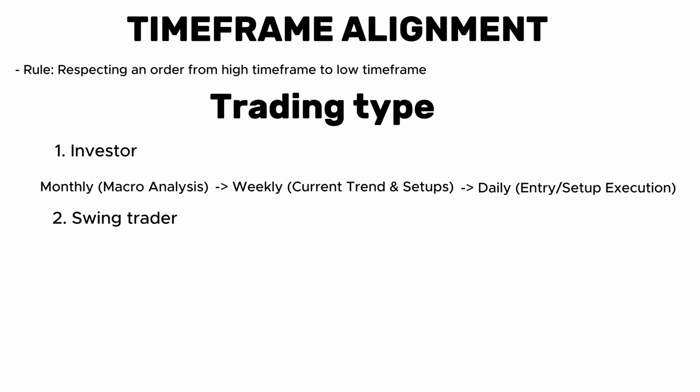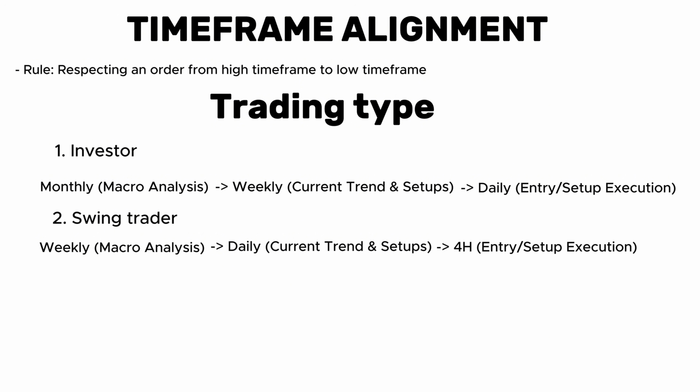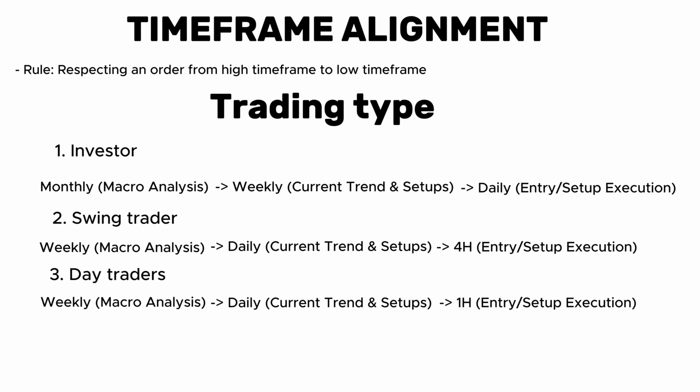For swing traders, it could be directional macro identification on the weekly chart, current trend and setup opportunities on the daily chart, and setup execution on the 4-hour chart. And for day traders, and specifically intraday traders, it is the same order as the swing traders besides the last time frame, where the setup is not done on the 4-hour chart but rather on the 1-hour chart. And lastly, the scalpers: starting from the 4-hour chart, into the 15-minute chart, into the 5-minute or 1-minute chart.